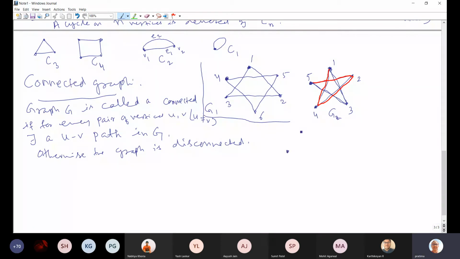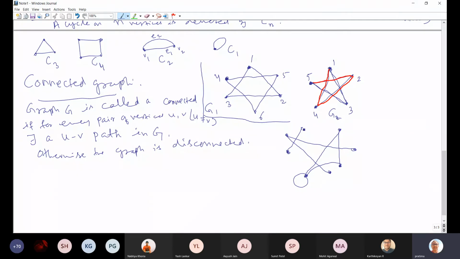Let us consider another graph. Suppose I am taking some more vertices, like this, and here I may take a self loop also, and here some more edges, or some more vertices and edges, I'll consider here. So I have drawn some graph here.